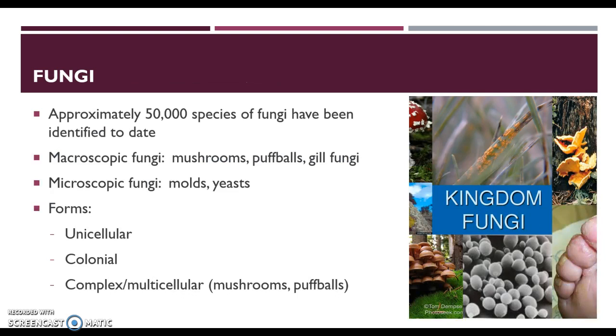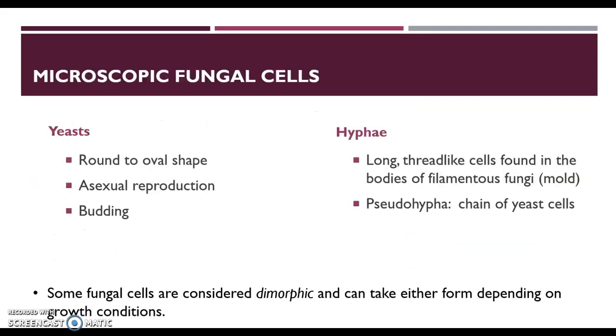So there are approximately 50,000 species of fungi currently identified. We have macroscopic fungi and microscopic fungi. So we see mushrooms, puffballs, gill fungi in the macroscopic category, and then we also have our molds and yeasts in the microscopic fungi. And these are the fungi that we will spend our time on in this class. They can be unicellular. They can also be multicellular or colonial. So we have different types that are living together.